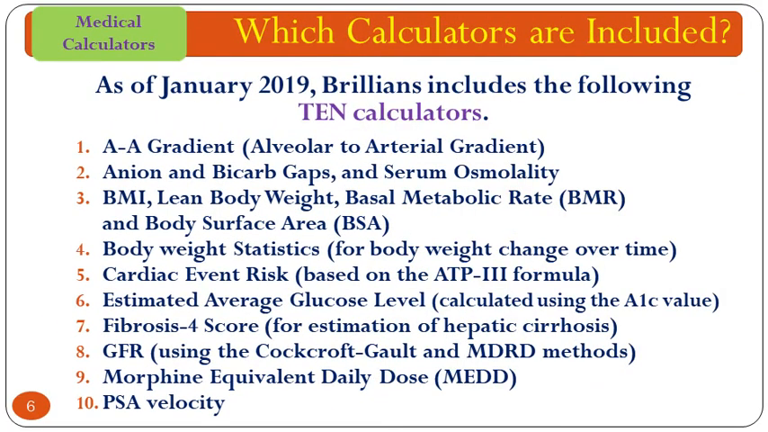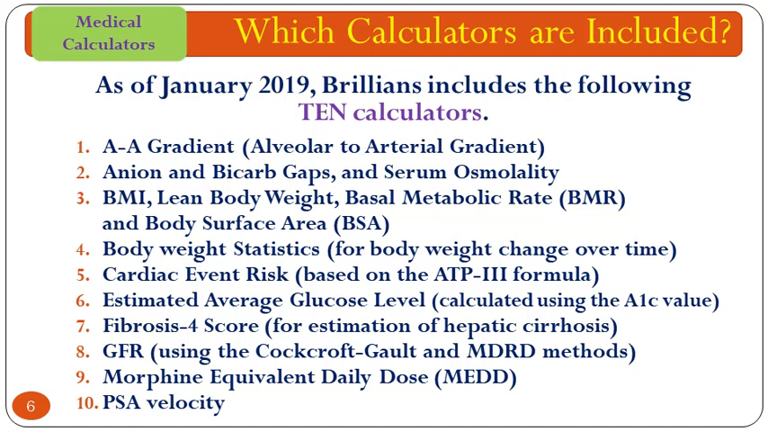So, which calculators are included in Brillians? As of January 2019, Brillians includes the following 10 calculators. 1. AA gradient. 2. Anion and Bi-Carb gaps, and Serum osmolality. 3. BMI, lean body weight, basal metabolic rate, and body surface area. 4. Body weight statistics. 5. Cardiac event risk, based on the ATP-III formula. 6. Estimated average glucose level, calculated using the A1C value.